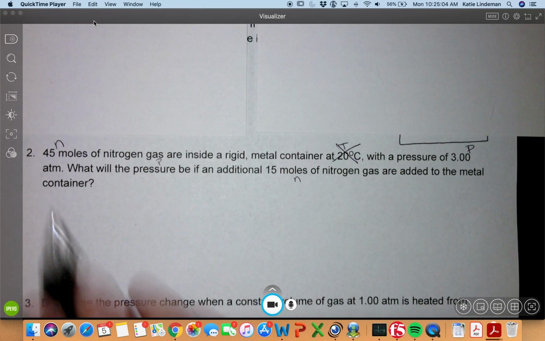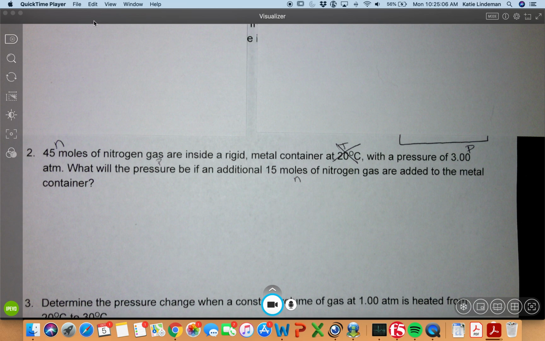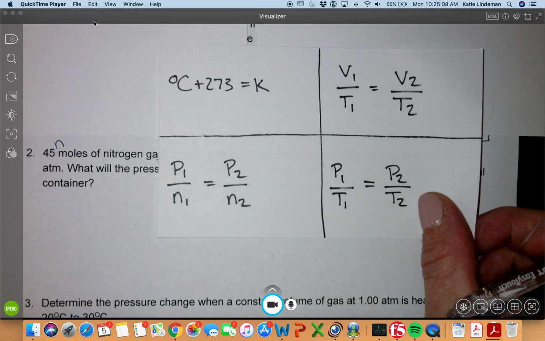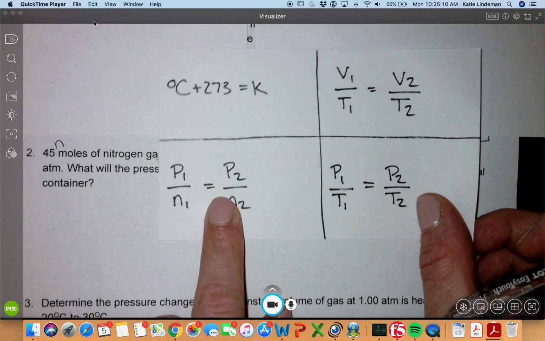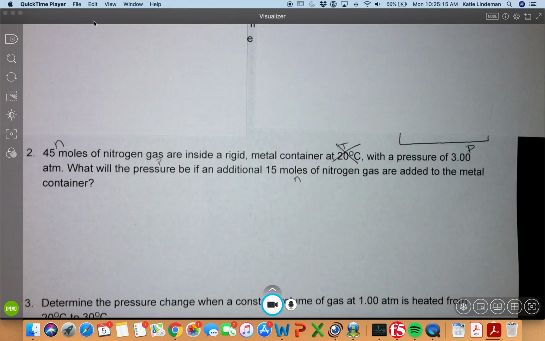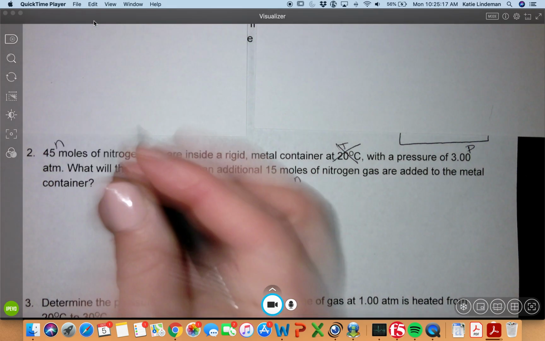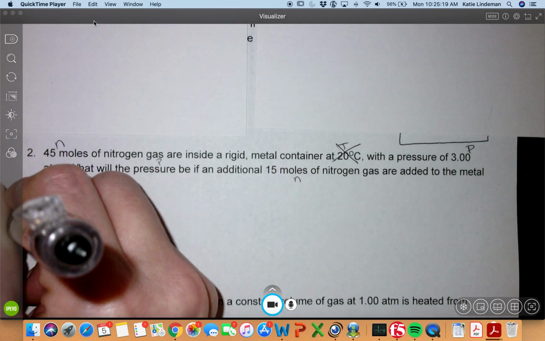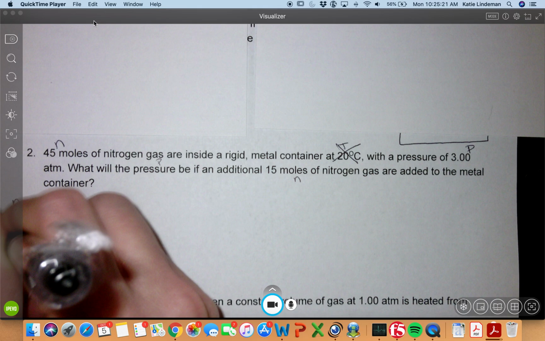Okay, so we have number of particles and we have pressure. So looking at our equations, we're going to use this one because this is the only one that has number of particles and pressure. So I can go ahead and list out all of my variables over to the side.